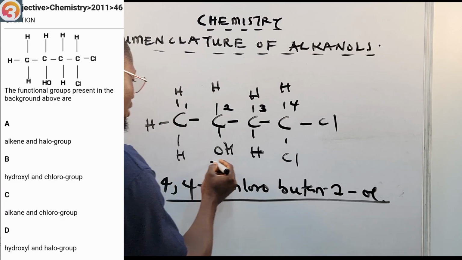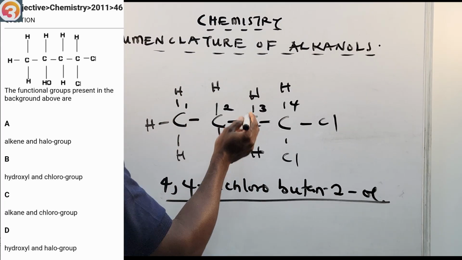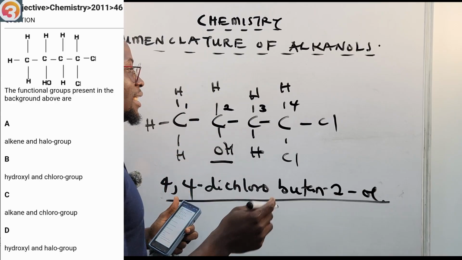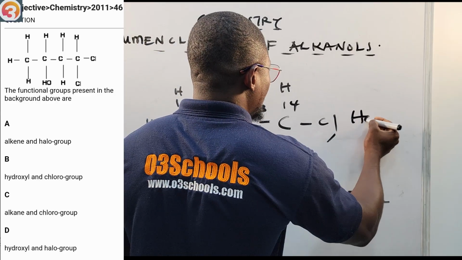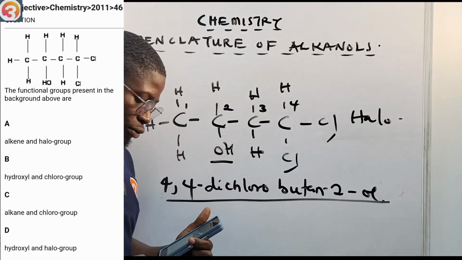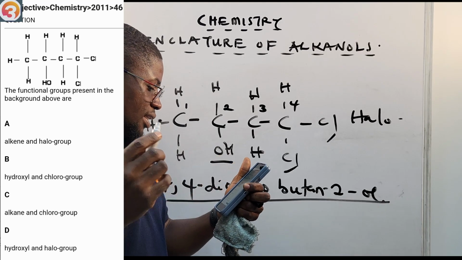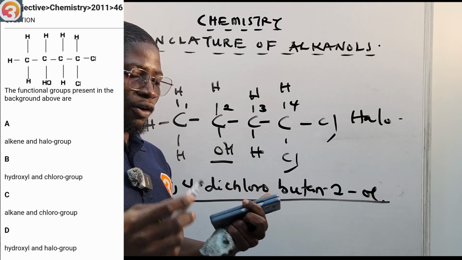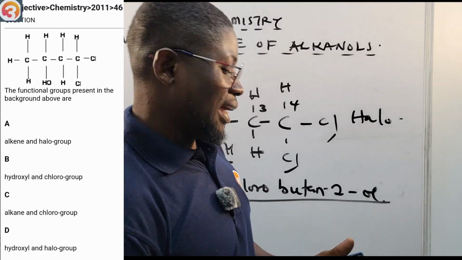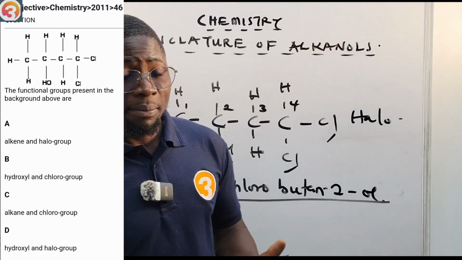We have an OH functional group, which is the hydroxyl functional group or the alkanol. Then we have the chloro groups, which are halo groups, that is, halogen groups. So the correct answer there will be option D, hydroxyl (OH) and halo group. Please take note of that. These are questions on the application of naming.